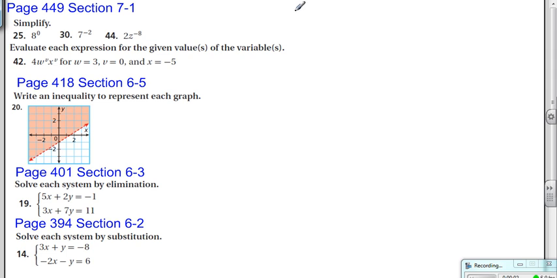Number 25, you have 8 to the 0 power. Anything to the 0 power is 1. Number 30, 7 to the negative second. Anytime you have negative exponents, you flip it upside down, make your exponent positive, and 7 times 7 is 49.